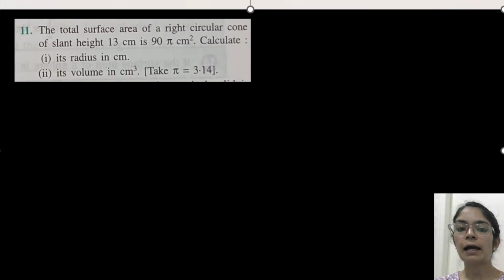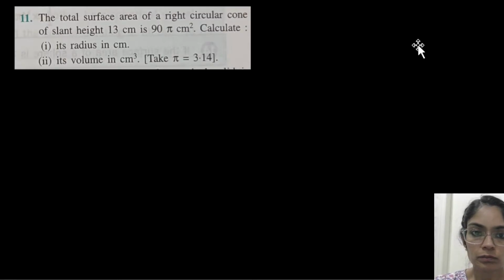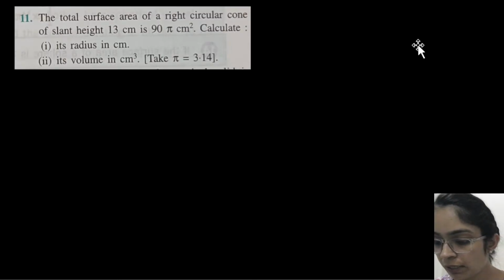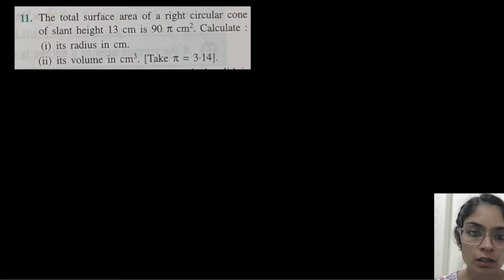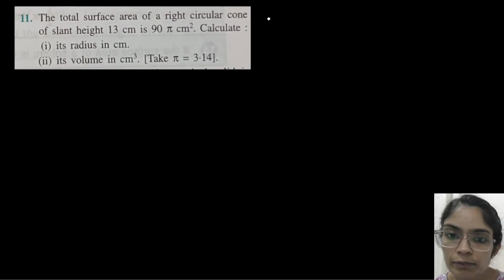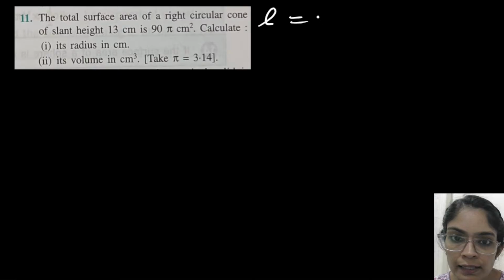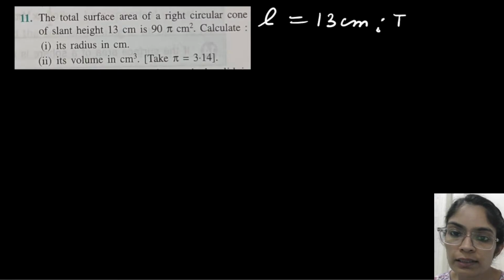See, in this class, I am going to finish this exercise and I am going to give you a few practice questions. So make sure you don't leave the class before that. So question number 11th I am going to do. Let's write the given things. The total surface area of a right circular cone of slant height is, so what is given to us? Slant height is given to us. So L is given to us. L is 13 centimeter and also total surface area is given to us.